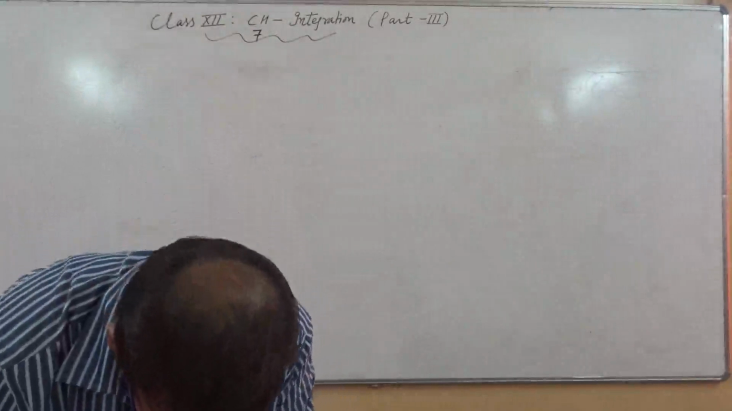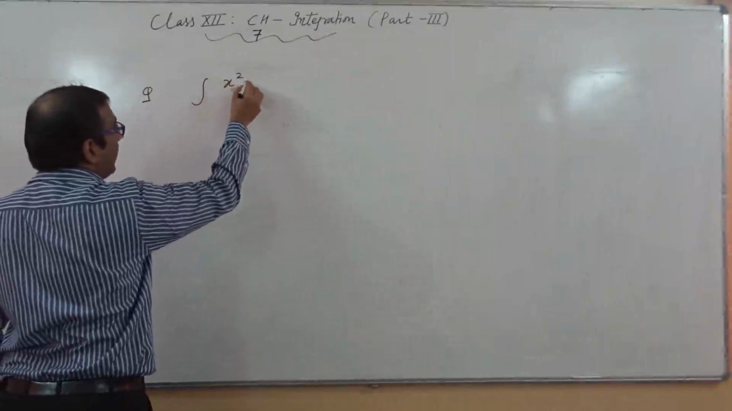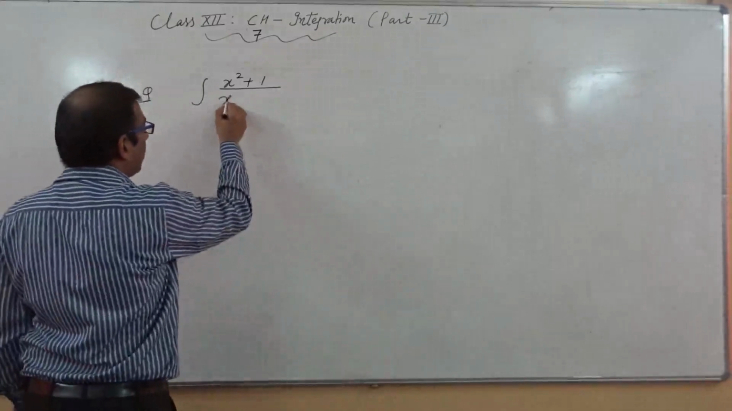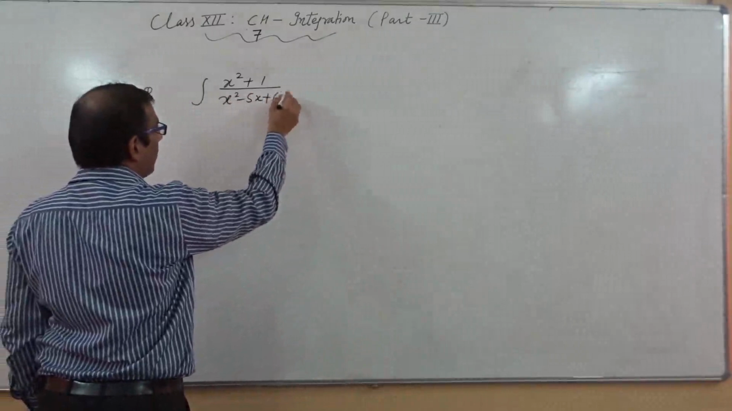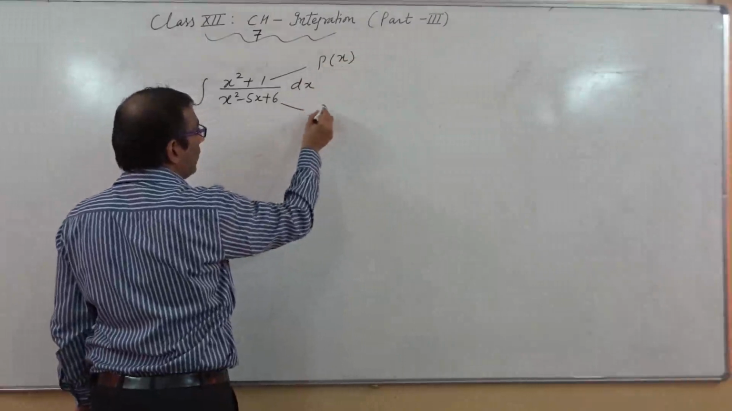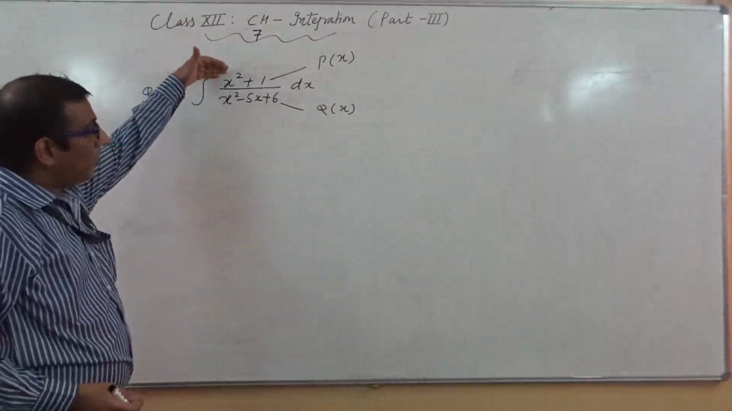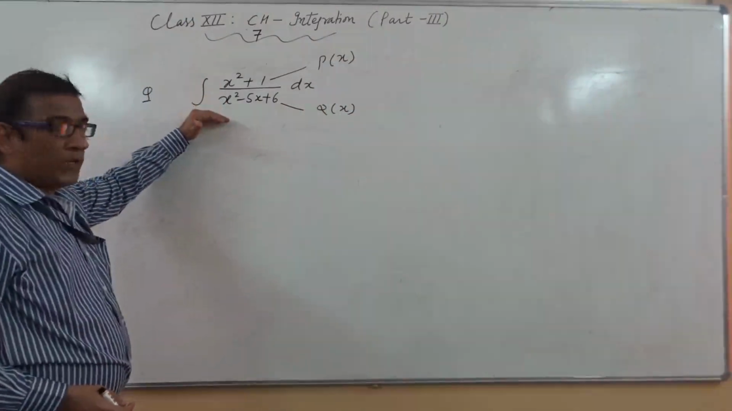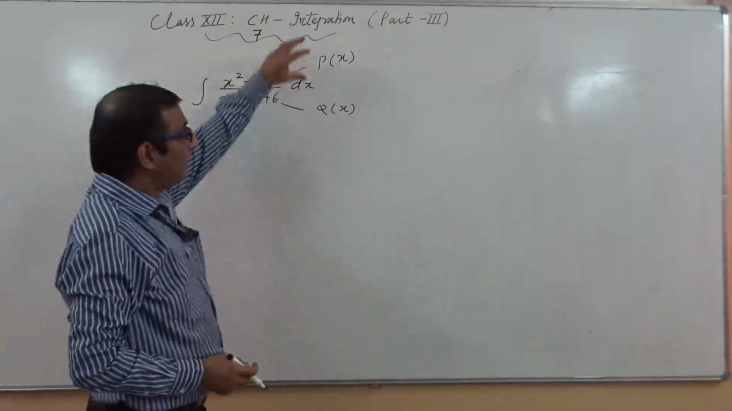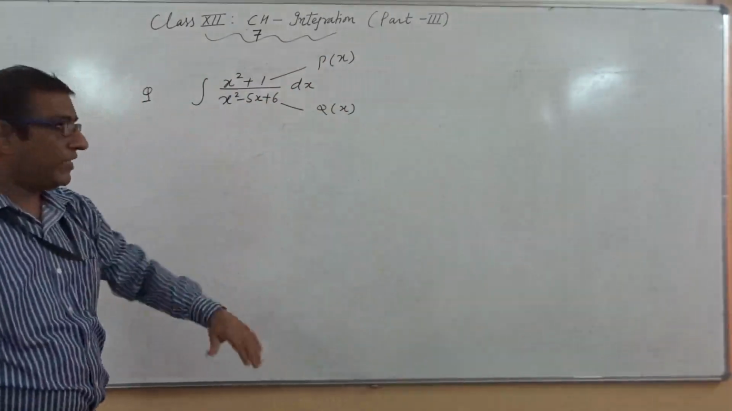So I am taking one question. We have to find the integration of (x square plus 1) upon (x square minus 5x plus 6) dx. So this is our P polynomial, this is our Q polynomial. We can say the degree of this polynomial is 2 and the degree of this polynomial is also 2. Both degrees are the same, so we will divide this polynomial by the Q(x) polynomial. It means we will continue with the long division process.